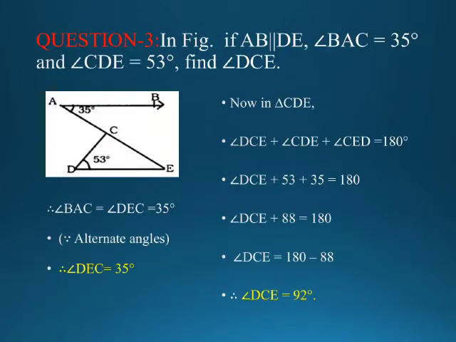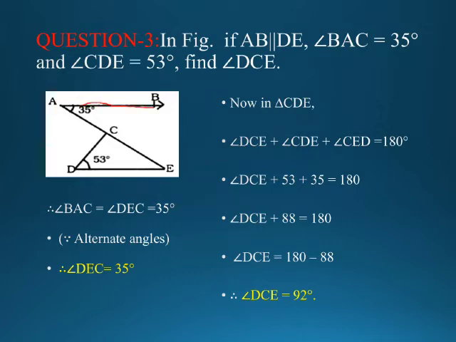Third question. In the given figure, if AB is parallel to DE, angle BAC equal to 35 degrees and angle CDE equal to 53 degrees, find angle DCE. First we write the given: angle A equal to 35 and angle D equal to 53 degrees.